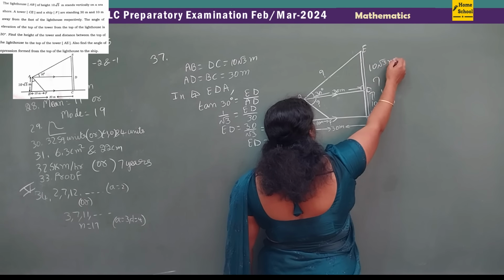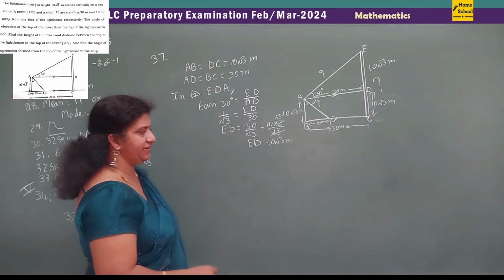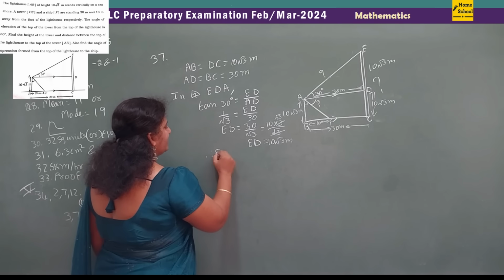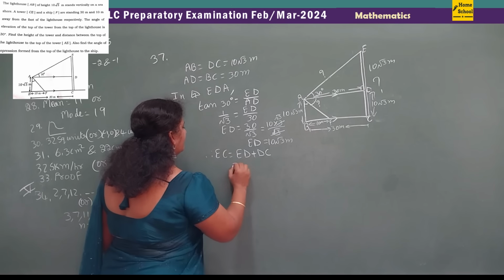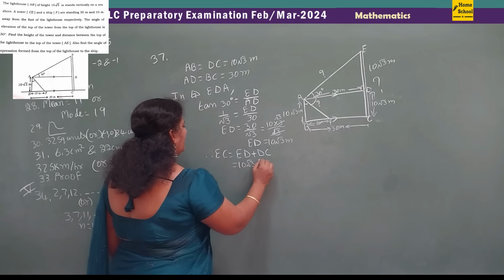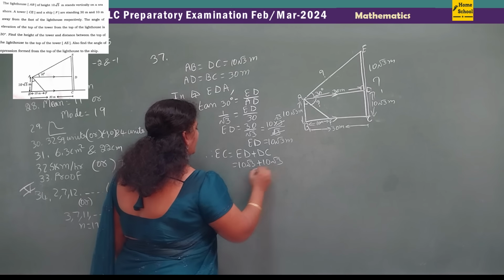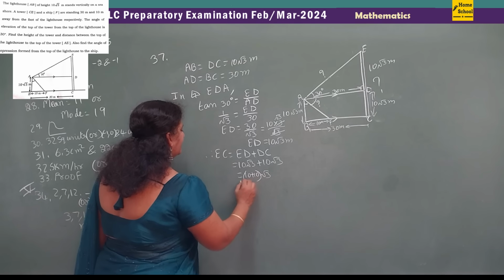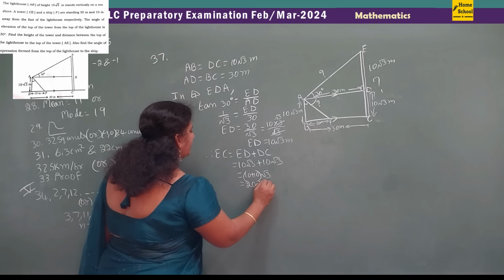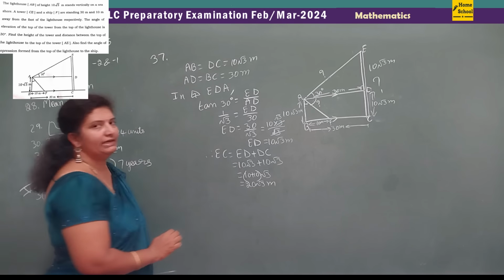But we need height of the tower means EC. So therefore EC is equal to ED plus DC. 10 root 3 plus 10 root 3. Take out root 3 common. 10 plus 10 that is 20 root 3 meters is the height of the tower.